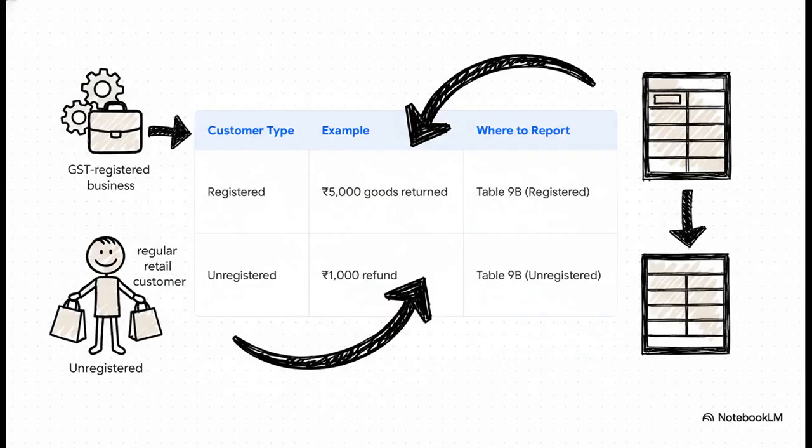And hey, just like with your sales, the reporting for returns all depends on who the customer was. A return from a GST-registered business goes into one part of Table 9B. A refund to a regular retail customer, that goes into a different part of the very same table. The system is designed to keep them separate and organized.